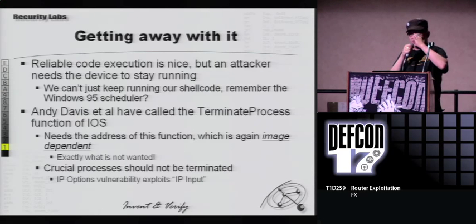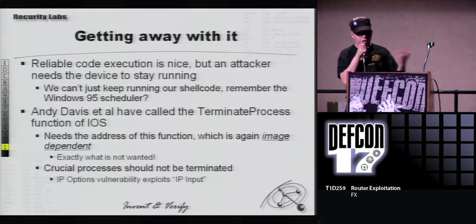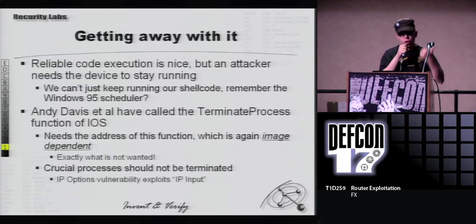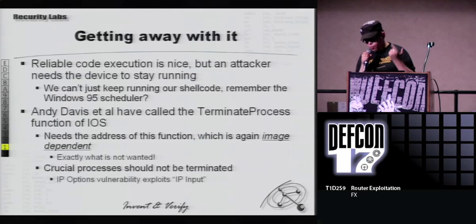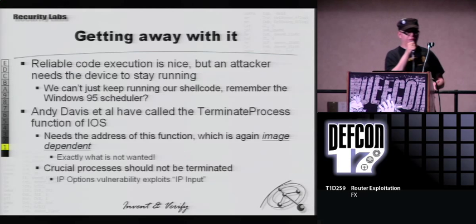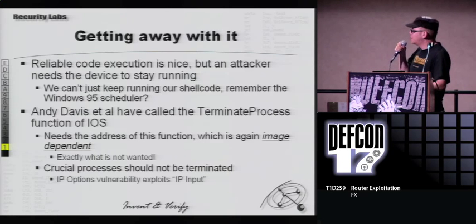Other people have used terminate process as a method of getting away with it, like they terminated the iOS process. The problem with that method is twofold. One, you again need to know where it is, so it's image dependent. Not good. The second is, with the ICMP bug, for example, I'm exploiting a process called IP input. Now imagine what happens if I turn that off. The device only does IP output. Not very useful. So this is not usable.